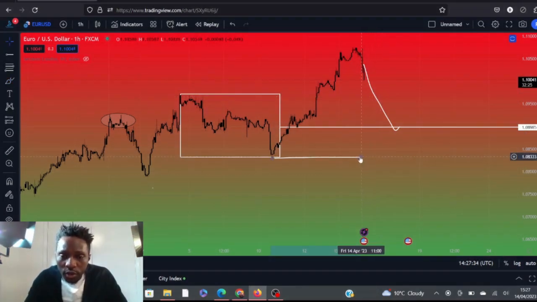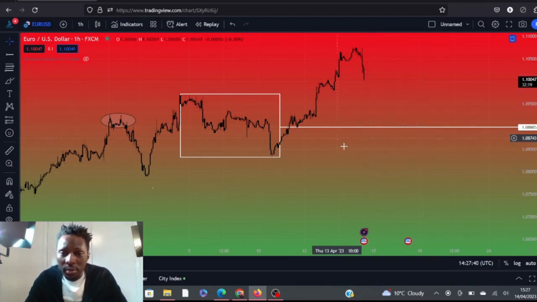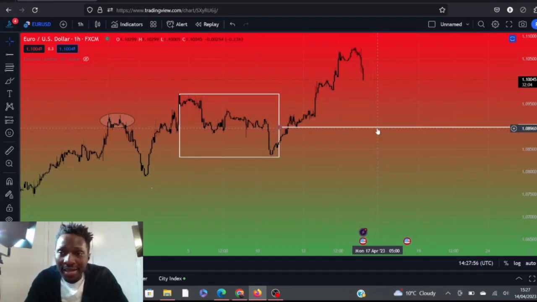The only thing we're doing on the euro dollar is we're looking for an opportunity to go long, and preferably if the market does come back to the middle line of the box, that will present us with a perfect opportunity to go long on this market. So let's move on to the next currency pair.